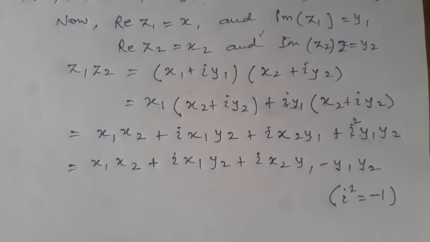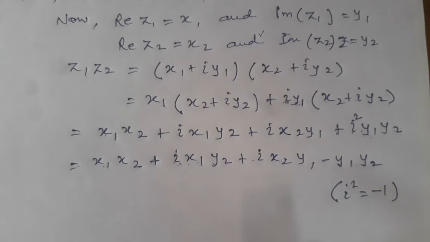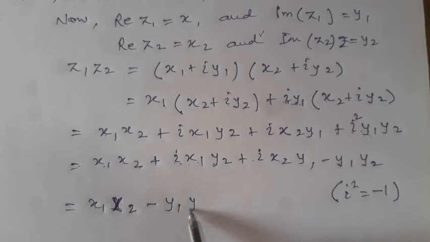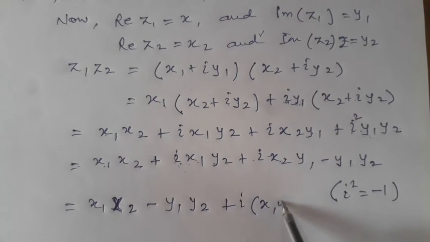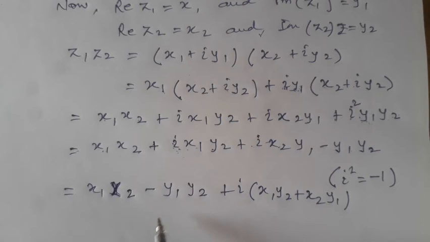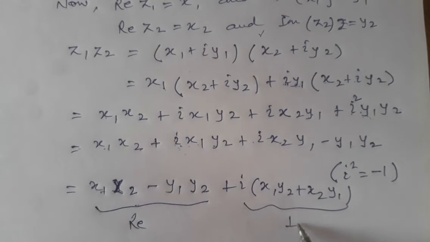Now we shall consider these two terms with iota, so these two terms are the imaginary part, and x1 x2 and y1 y2 are without iota, so these are the real part. So we shall write first these two parts: x1 x2 minus y1 y2, and for this we shall take iota common: x1 y2 plus x2 y1. So what we have seen, this part is without iota, this is the real part, and this is the imaginary part.